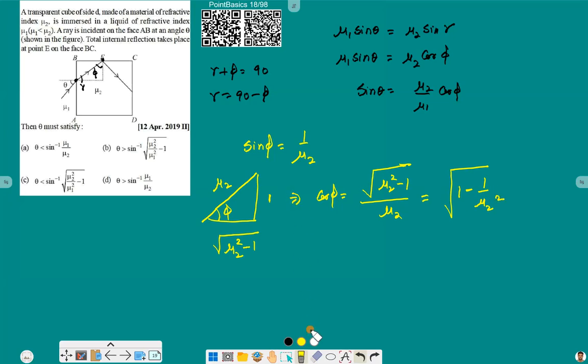Oh, sorry, we need to do a correction here, that the outside material is not air. In the outside we have refractive index mu1, so this will be mu2 by mu1. The relative refractive index will be mu2 by mu1, and sine of phi will be mu1 by mu2, the inverse of that. So here this will be mu1 by mu2, and this will be equal to root of mu2 square minus mu1 square.